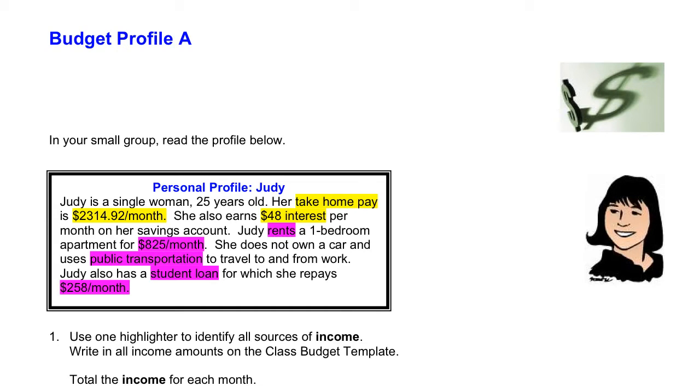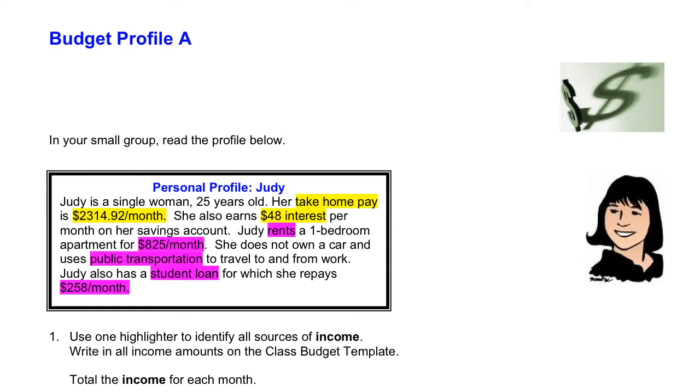Now we're going to take a look at a budget profile. So obviously we're not doing these in groups. You'll be doing them individually. I mean, certainly if you're working online with someone else, you can do that together. That's fine. But I've taken two different highlighters and I've highlighted the sources of income and then my sources of expenses that are listed here.